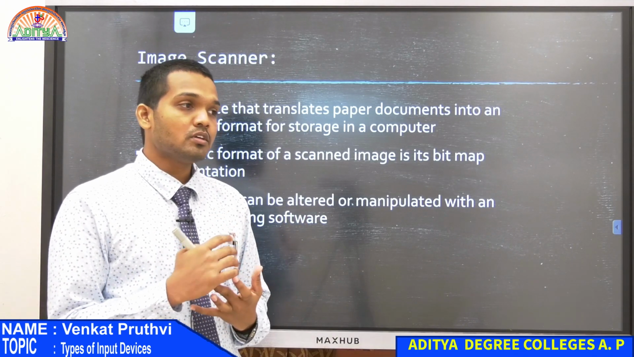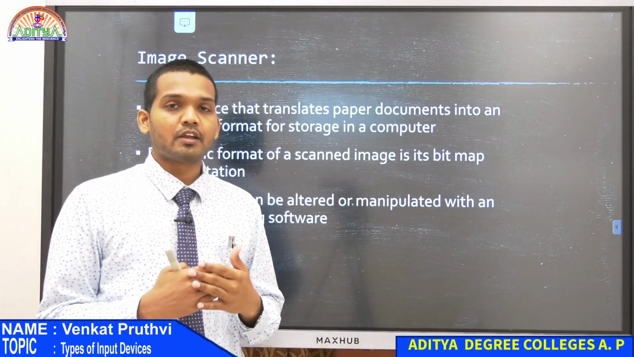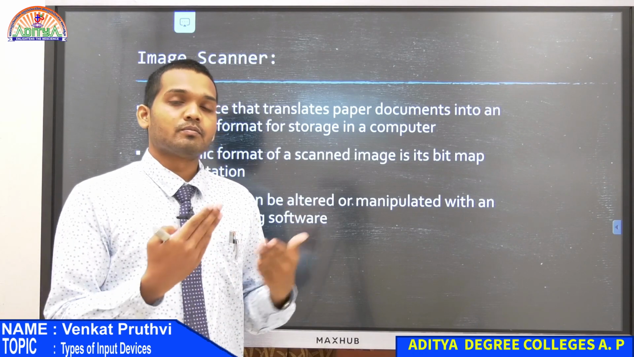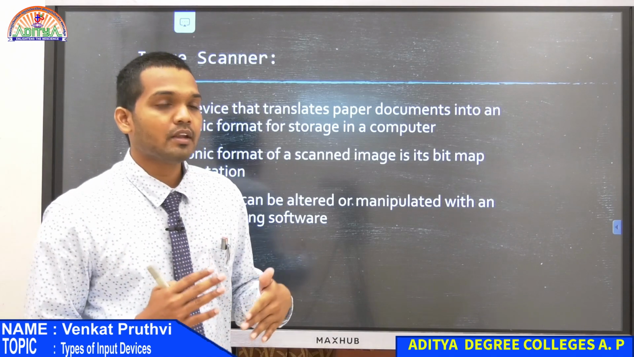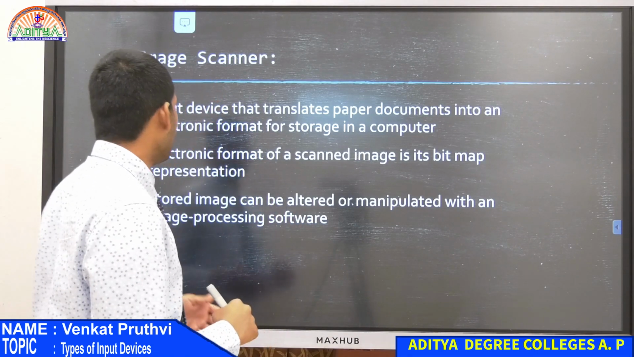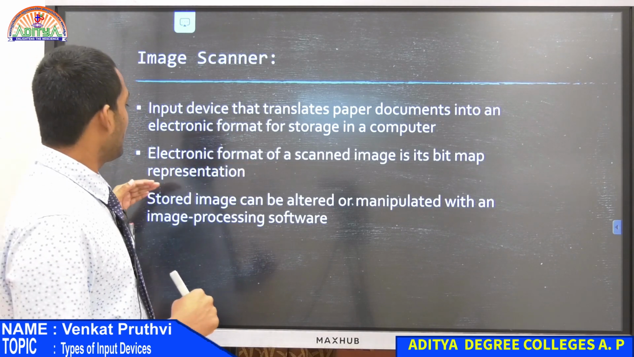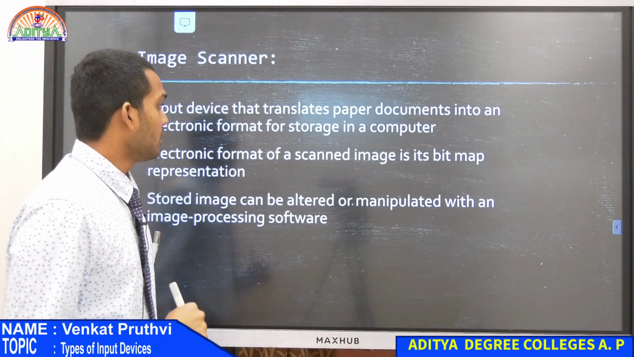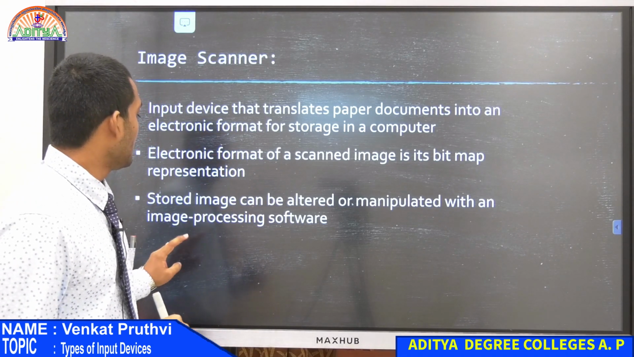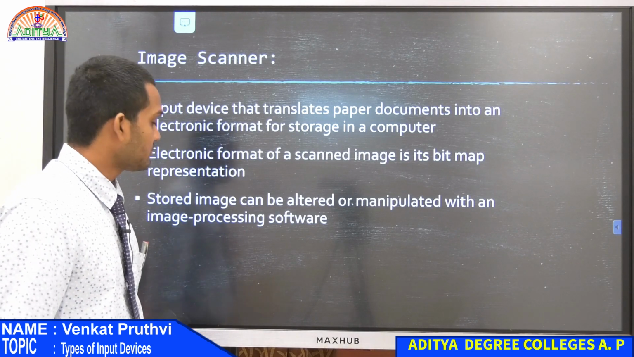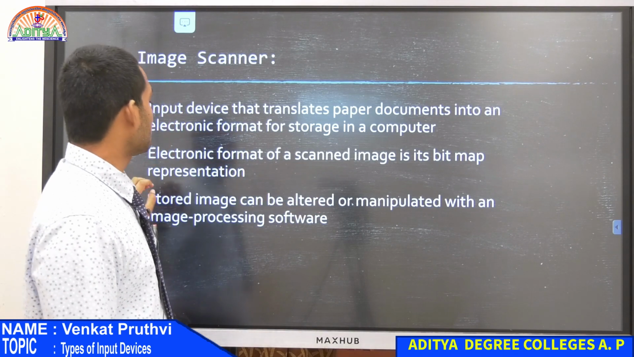Why is it so? Because whatever document or whatever data that you are trying to scan is read by that scanner, and it converts it into an image format, where you are getting the output in the form of an image. Now the electronic format of a scanned image is a bitmap representation. A stored image can be altered or manipulated with image processing software. Fine.